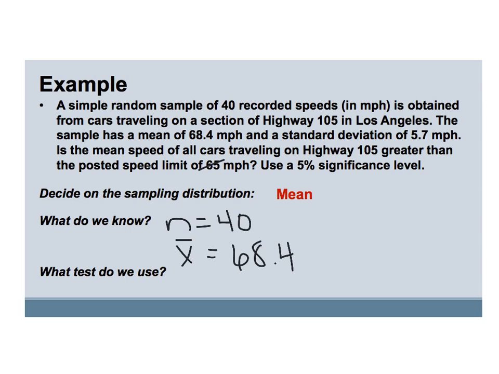And it says the sample has a standard deviation of, so that must be S. And then finally it tells me that I have a 5% significance level, so alpha is 0.05. Well, since I have a mean and S, I know that I'm going to do a t-test.